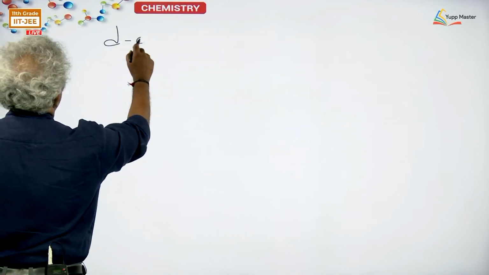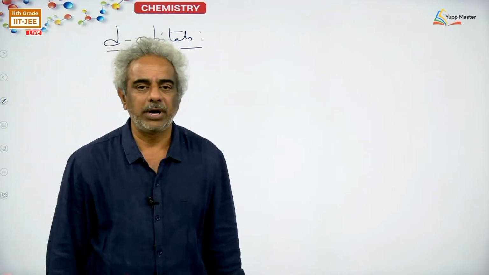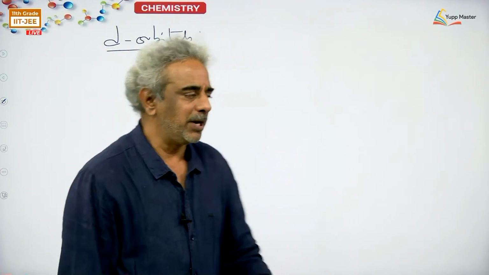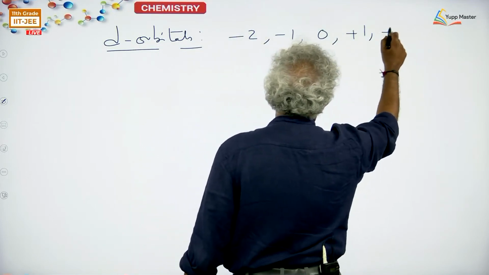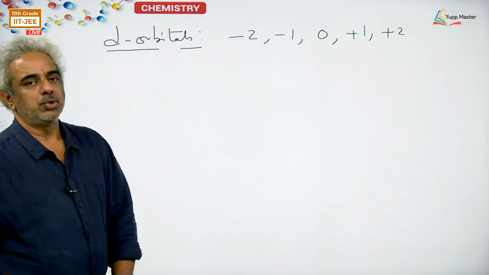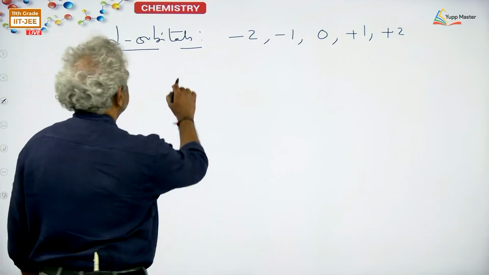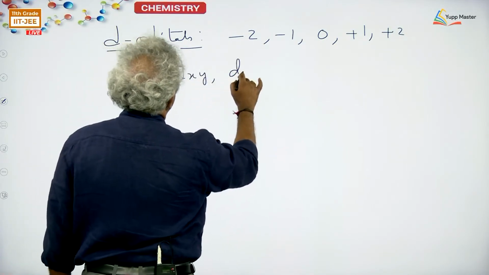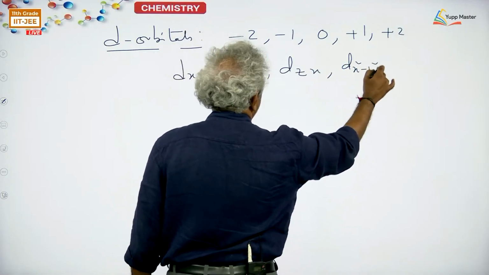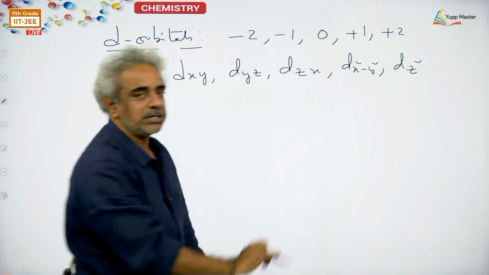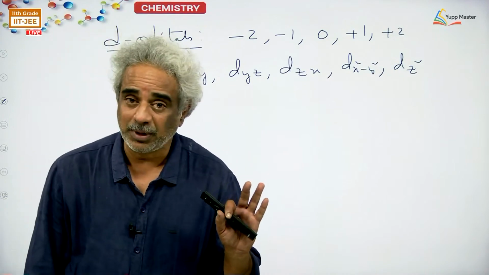What is the degeneracy of d orbitals? How many orientations are there for a d orbital? Minus 2 to plus 2: -2, -1, 0, +1, +2. There will be 5 orientations of a d orbital. They are designated as dxy, dyz, dzx, dx square minus y square, and dz square. These are conventionally designated names. You should never change them.